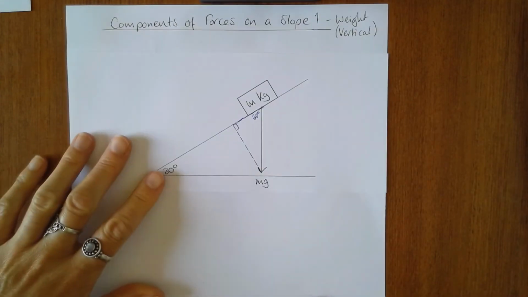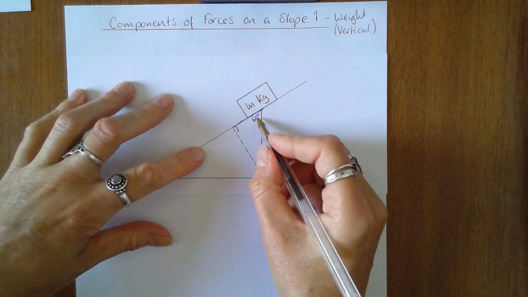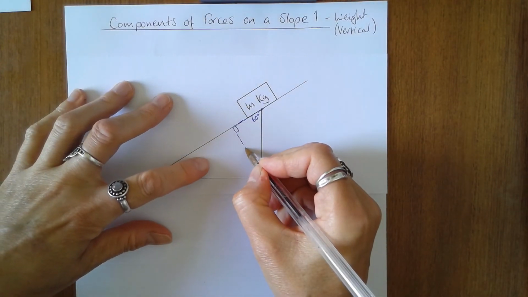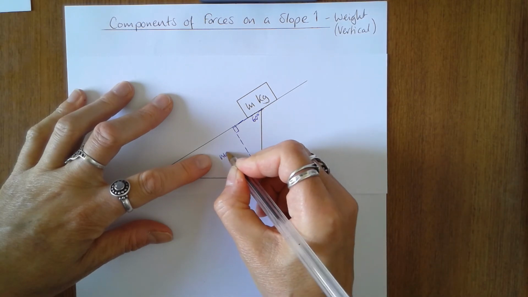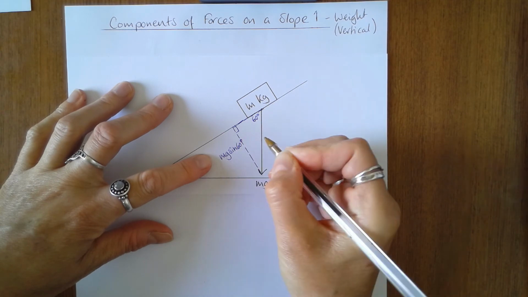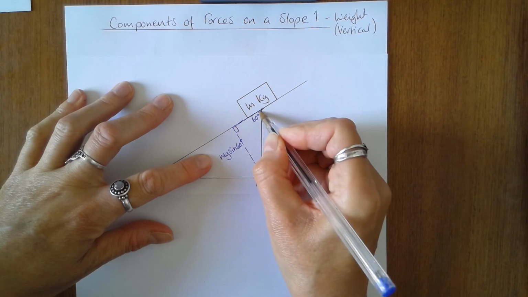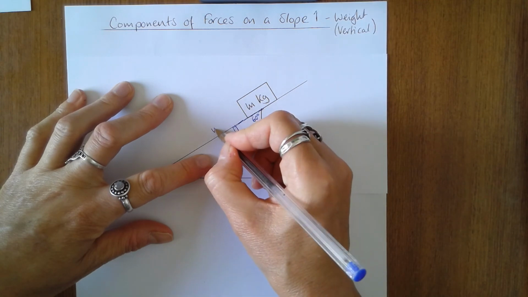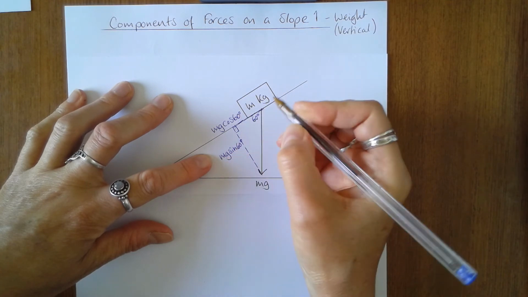And now I just need to mark on the components in terms of sine and cosine. So the side opposite will be in terms of sine. So we have the force, mg, sine of the angle, 60, and the component next to or adjacent to the angle will be mg cos 60.